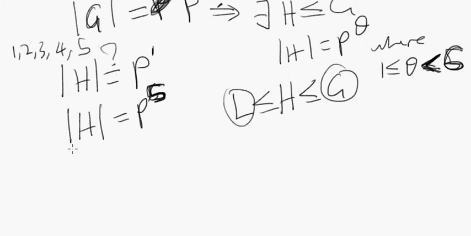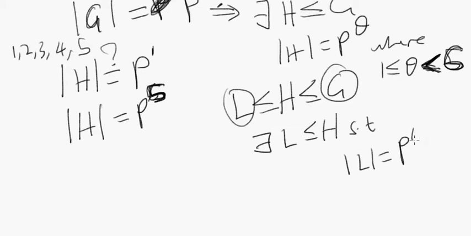Okay, well, so we're being told that there exists some L subgroup of H, right, such that the order of L equals p to the theta, where theta is less than 5 and greater than or equal to 1. Okay, well, what possible values could the order of L take?